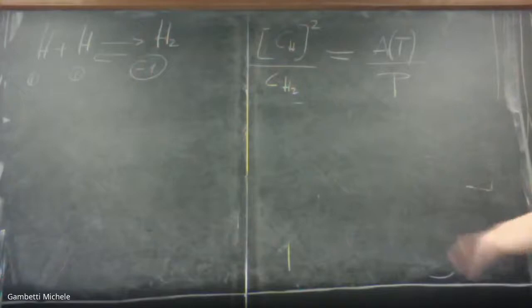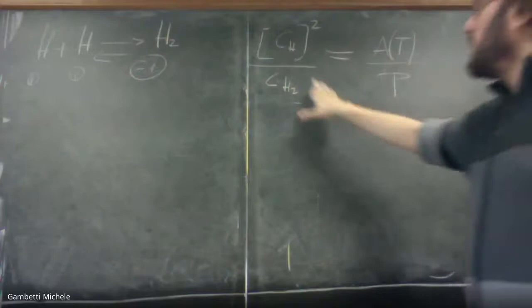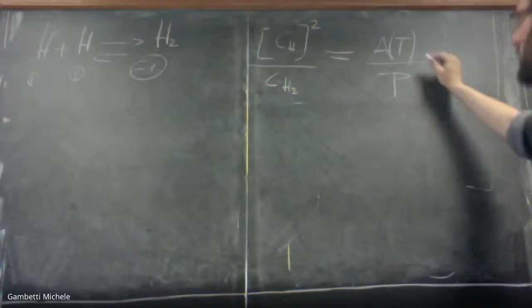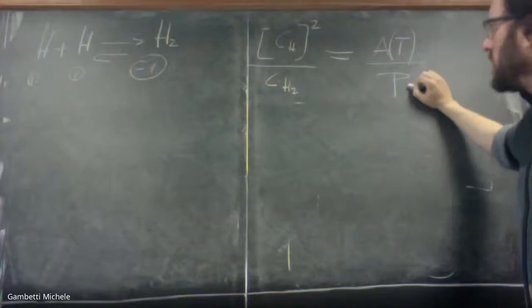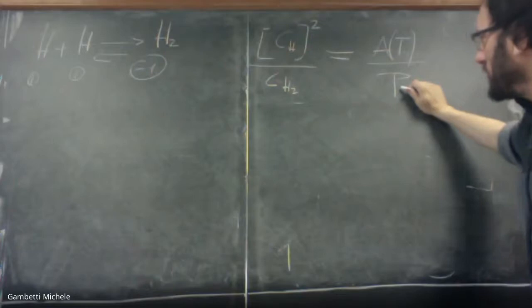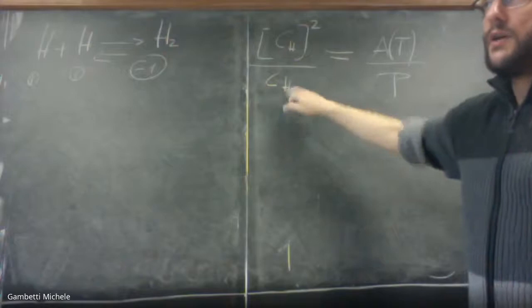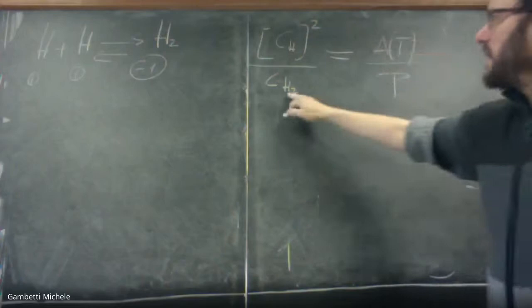So the situation can now be used as in the previous case. Suppose that I fix the pressure and I fix the temperature again. This equation can tell me in which direction my reaction can go. But what is interesting with respect to the previous case is that now I can work at a fixed temperature and change the pressure. At fixed temperature, if I decrease the pressure, I will have a lot of atomic hydrogen and less molecular hydrogen. Whereas if I increase the pressure, this term is small and there is a lot of H2.